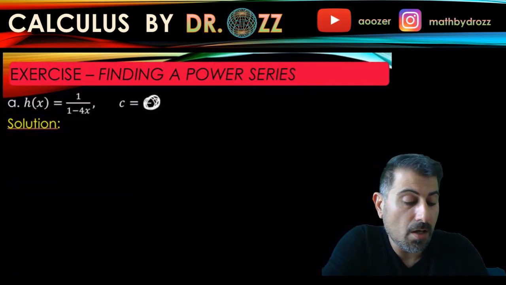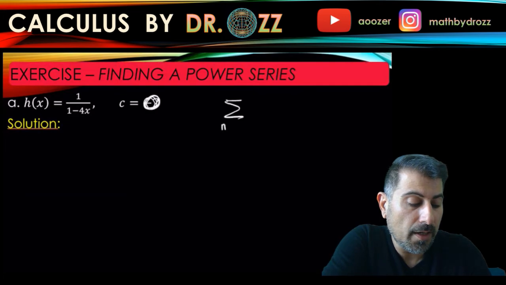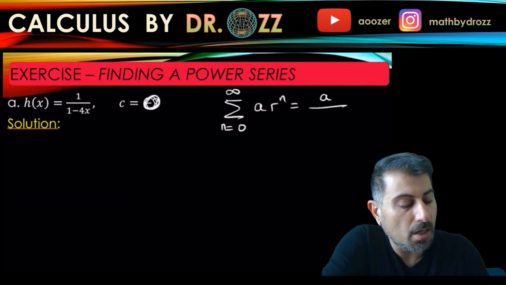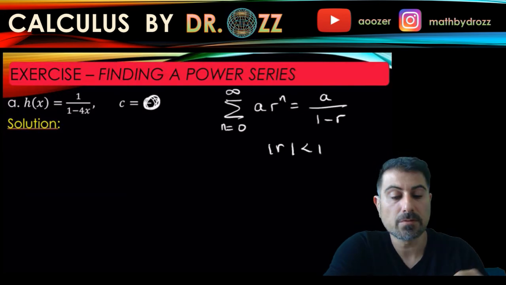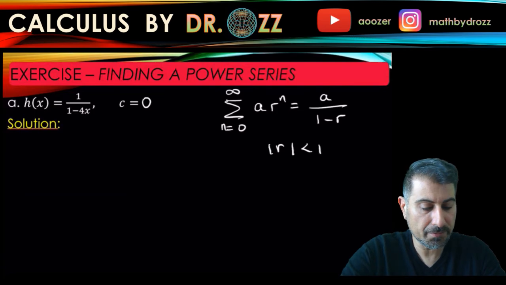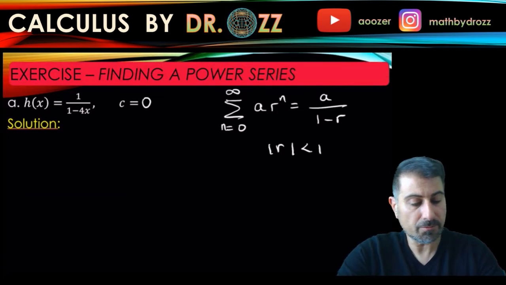So n starting from 0 to infinity, a times r to the n is equal to a over 1 minus r, and the absolute value of r is supposed to be less than 1. I also corrected the typo here for c. What we're going to do next is utilize this result.